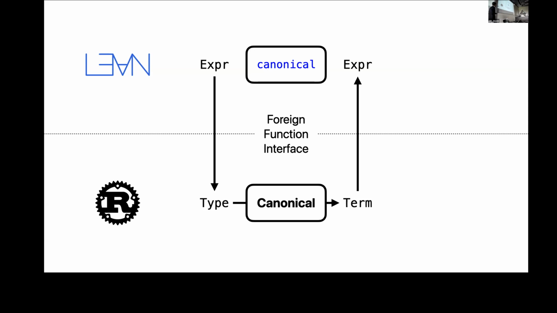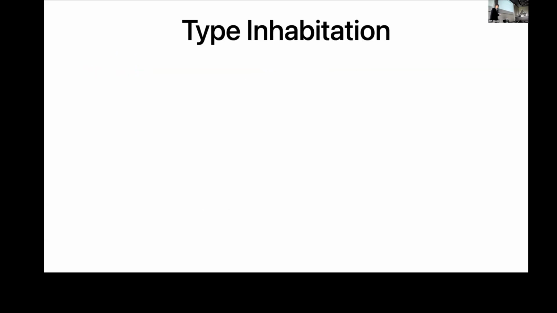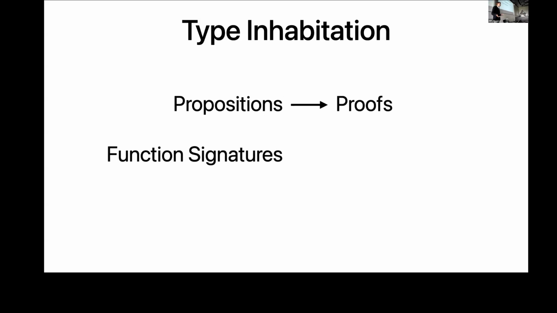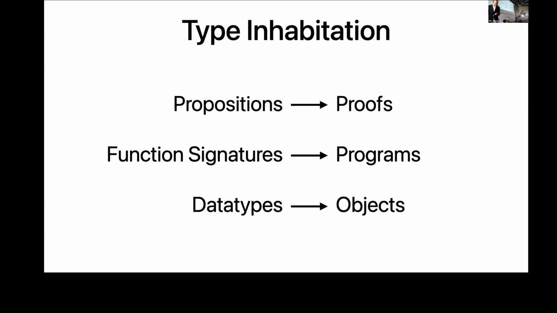Okay, so let's talk about what Canonical does. The problem is called type inhabitation, which is the problem of finding terms of a given type. If you have a proposition, this is equivalent to theorem proving. If you have a function signature, this is program synthesis. And if you have a data type, then this is just finding objects constructively of a given data type.